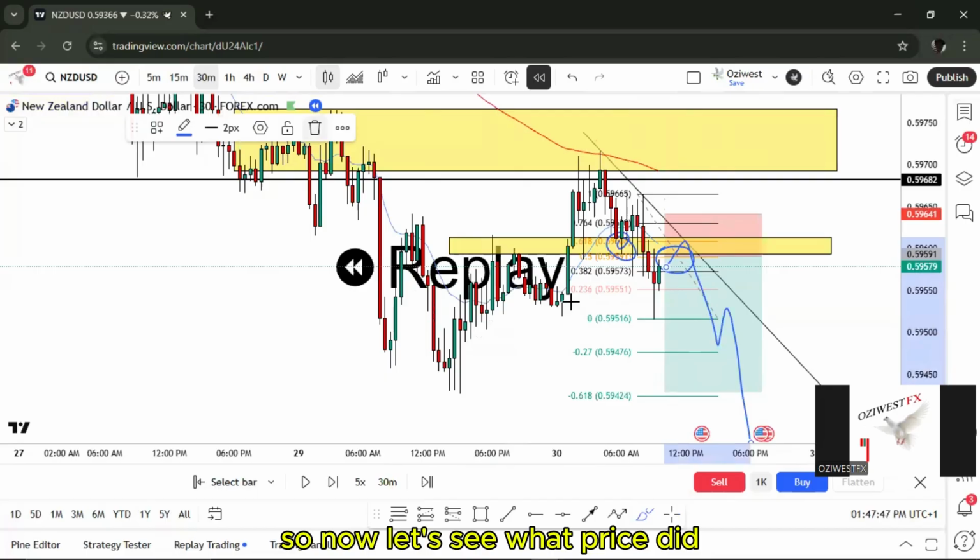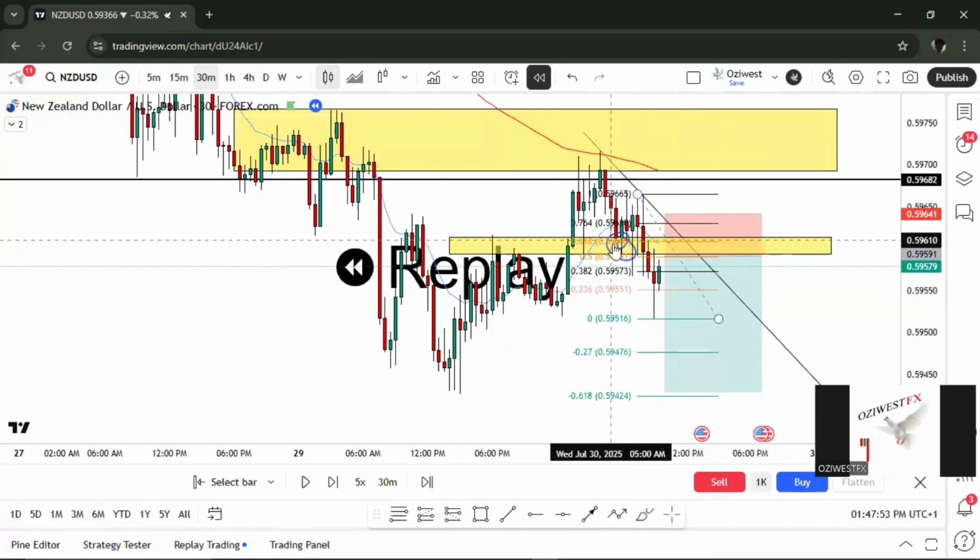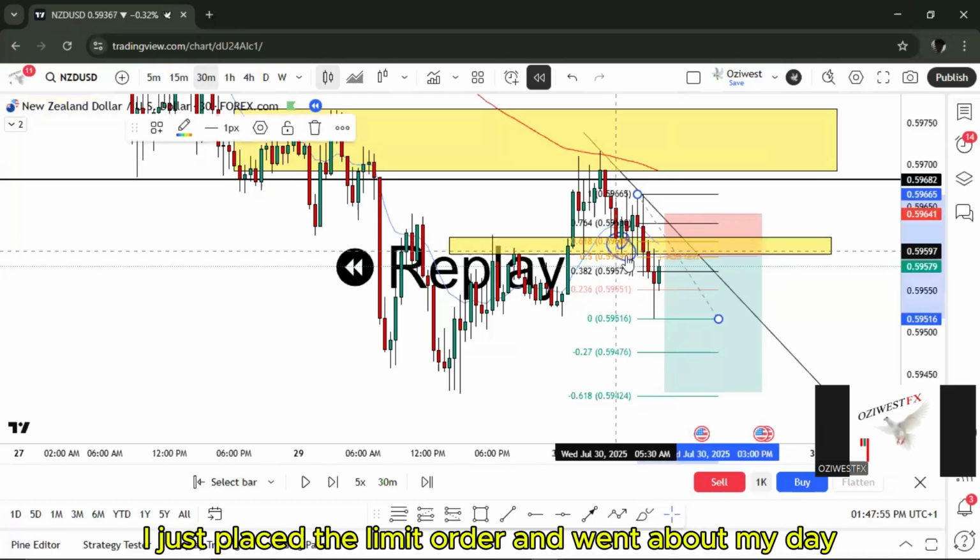So now let's see what price did. At this point, I was not even on the chart. I just placed the limit order and went about my day.